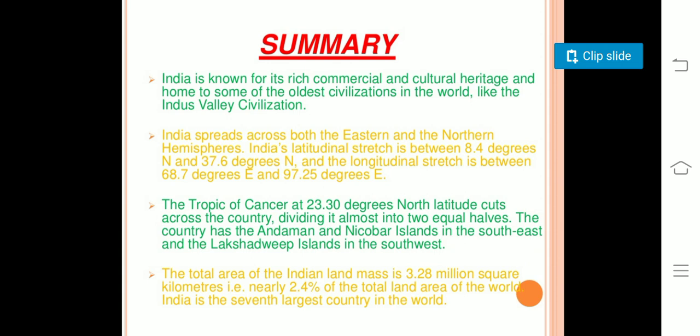The Tropic of Cancer divides India into 2 equal halves. We have 2 island groups, Andaman and Nicobar Islands in the southeast and Lakshadweep Island in the southwest. The total area of the Indian landmass is 3.28 million square kilometer, which is nearly 2.4% of the total land area of the world. India is the 7th largest country in the world.